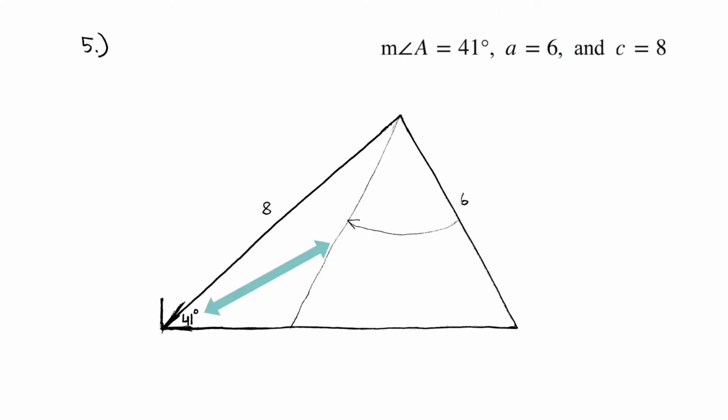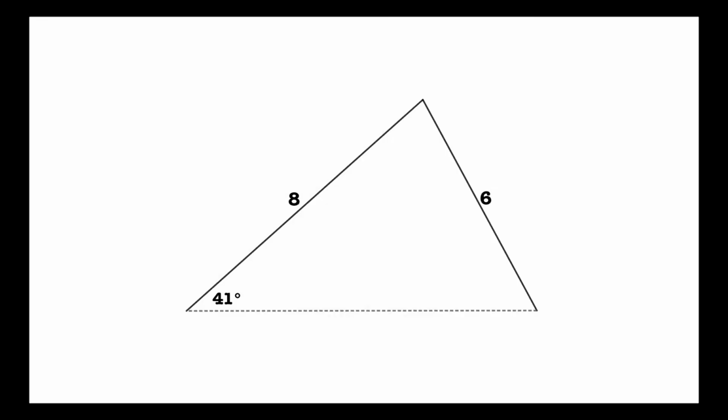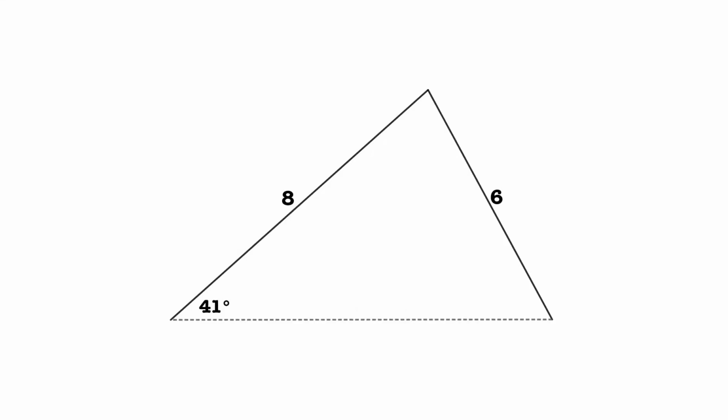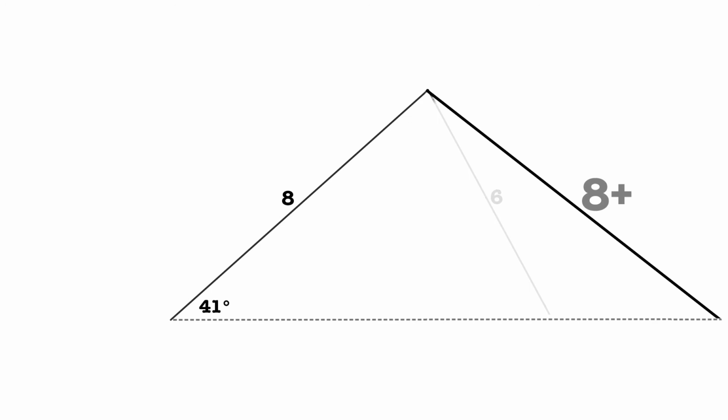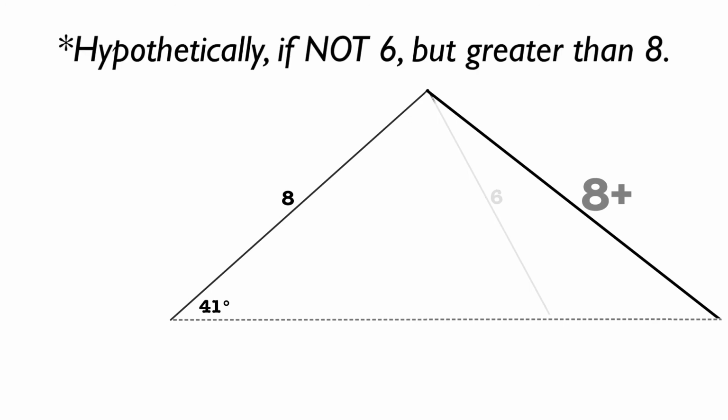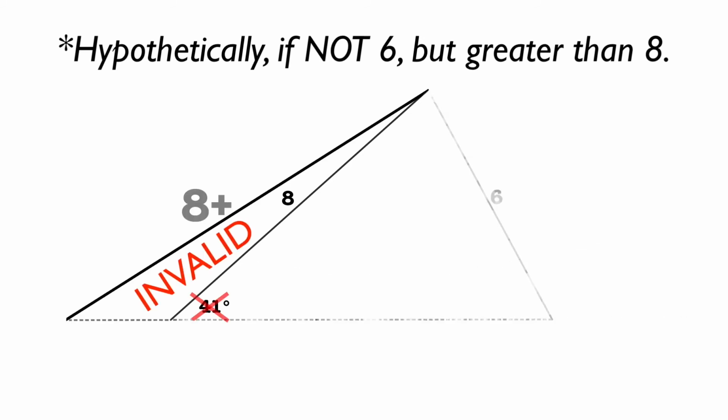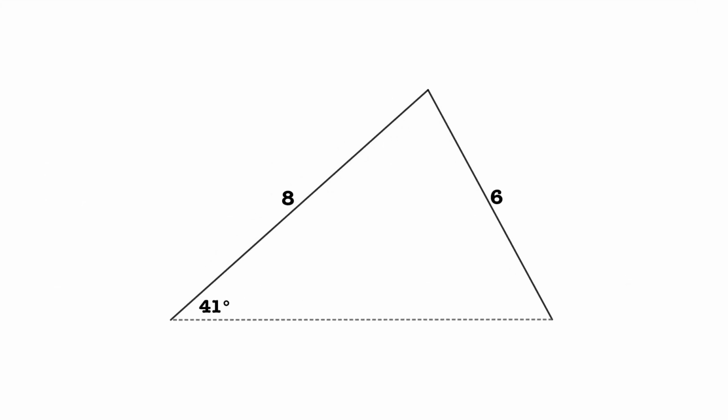That means it's possible that we could swing it over to form another triangle within, but we need to mathematically check it. Let's take a closer look. Before we check it, what if the opposite side is greater than the adjacent side? And what if we swing it over to form another triangle? Well, it won't be within to utilize the given angle. So no, we can't.